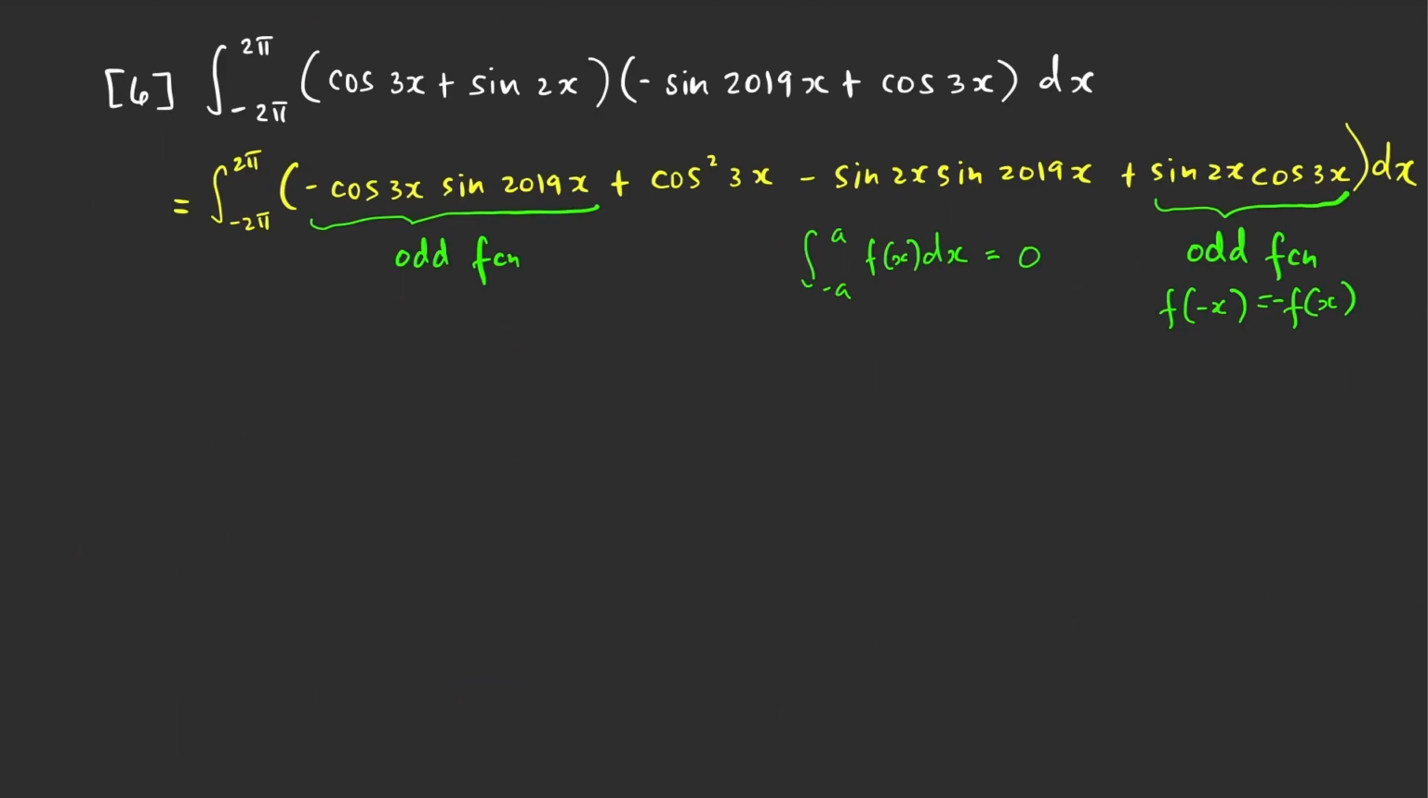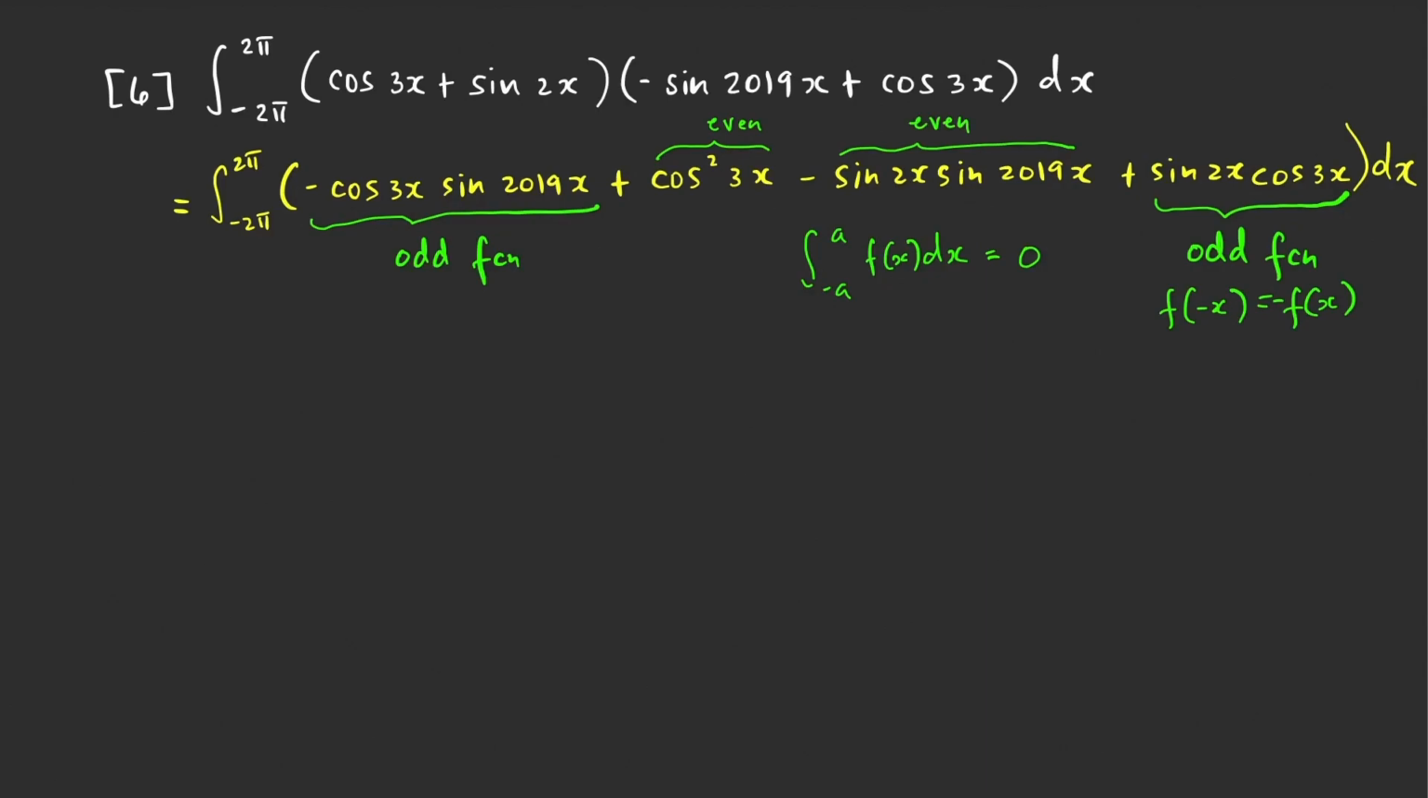Now, this cosine squared 3x here is an even function. Also, you have here sine 2x, which is an odd function, and then sine of 2019x is also an odd function. Their product is an even function. So here we have another even function.